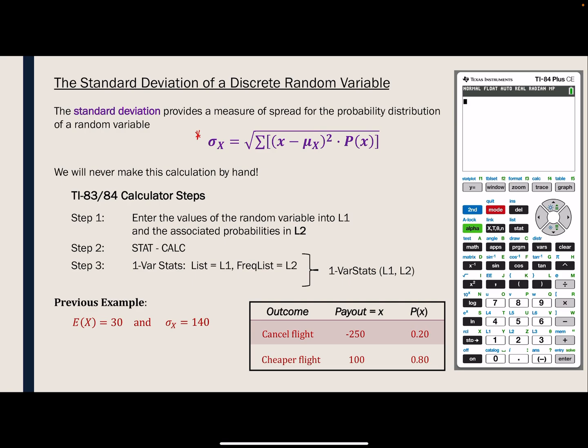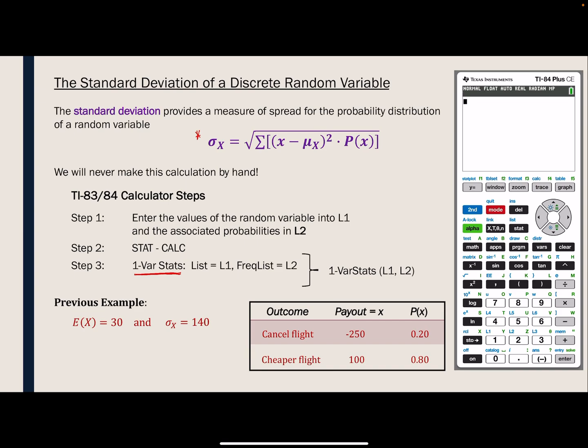If you're asked to find both the expected value and the standard deviation for a probability model, go to your calculator. Do this straight up in your calculator. It's the fastest way to do it. And you've already used this command. We're going to use the one variable stats command. So you use this command quite a bit in Unit 1. The only difference is that this is now a weighted average and a weighted standard deviation.